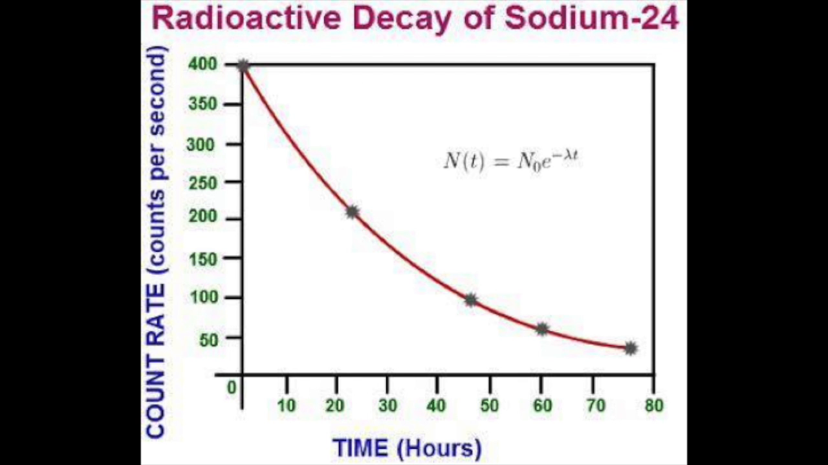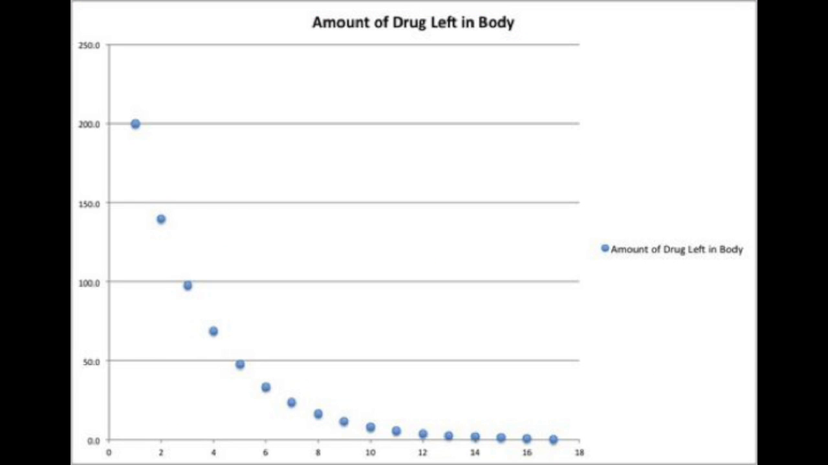Here we can see the exponential decay of sodium-24, or more specifically the radioactive decay. With the formula given you can get the graph, with y being the count rate and x being the hours that passed by. And finally, we can use drug withdrawal as a way to see exponential decay, because the amount of drugs left in the body decreases a lot, then goes smaller and smaller.